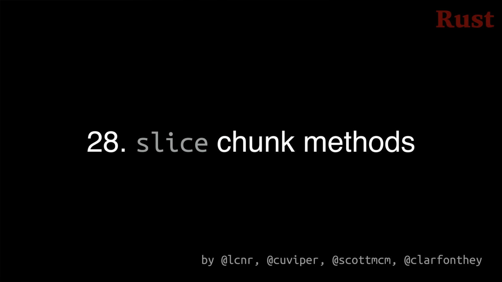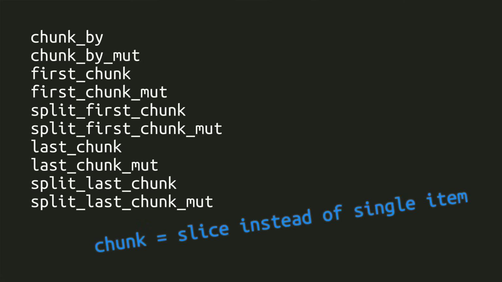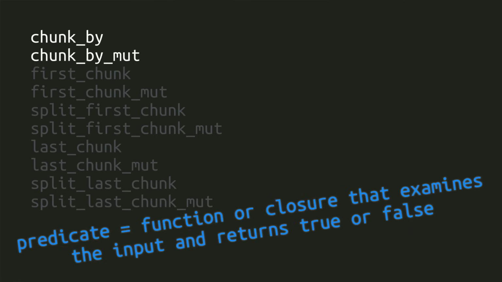Number 28. A whole bunch of slice methods dealing with chunks have been stabilized. Let's go over them. We've got a good number of them to look at. First, let's clarify that when we say chunk, we're talking about a slice of something instead of individual items. The chunk by methods take a predicate to determine what items are separators, and then return a non-overlapping iterator that returns each chunk separated by the separator. All of the methods on this page come in pairs, where one uses immutable references and the other uses mutable references, so I won't bother pointing that out again for the rest of them.